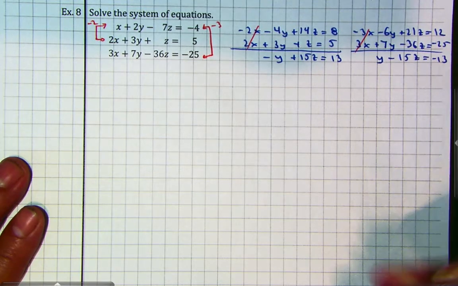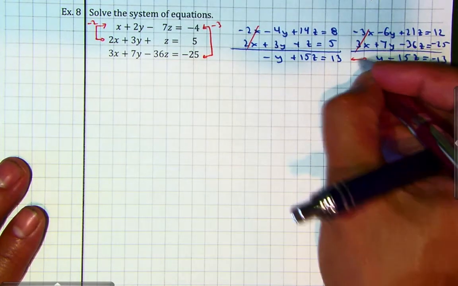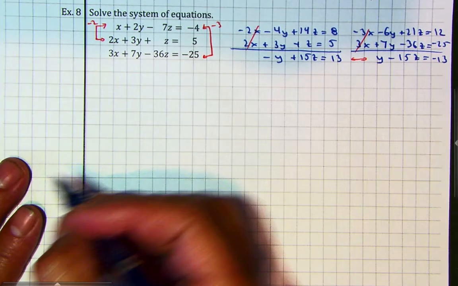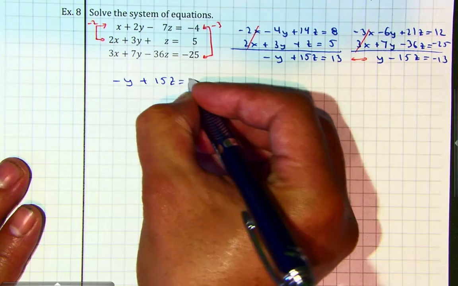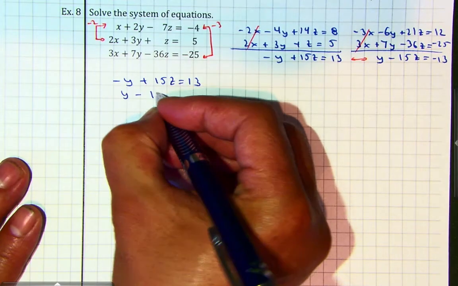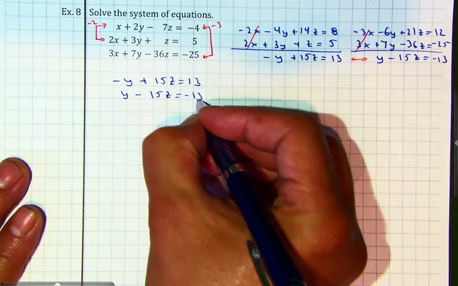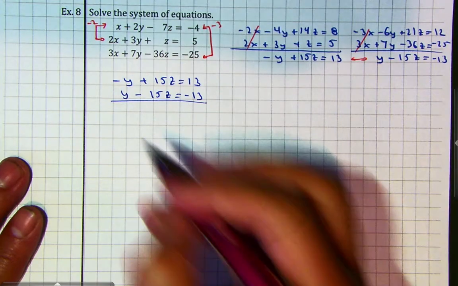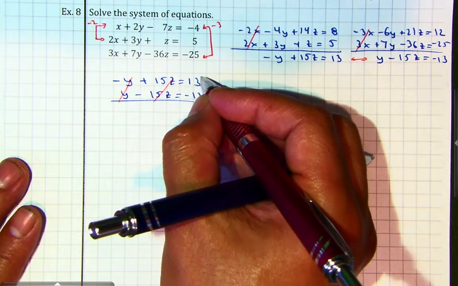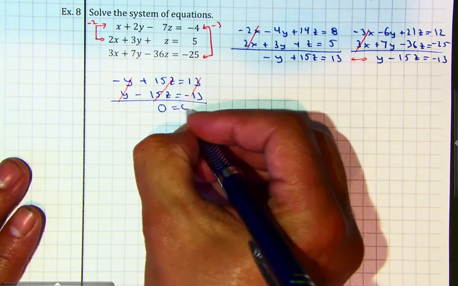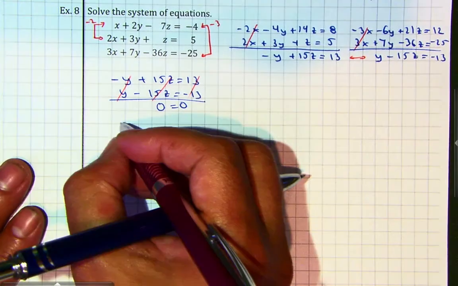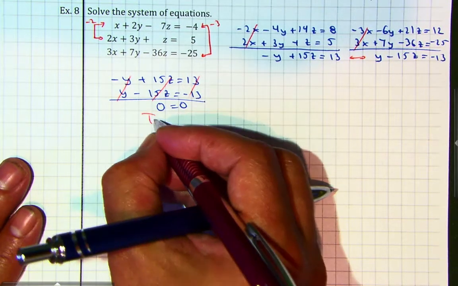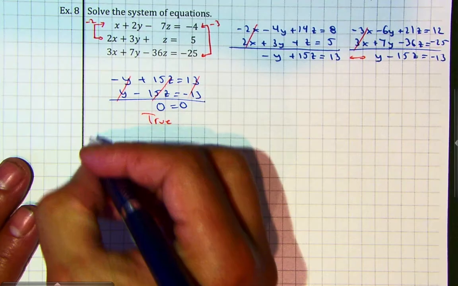I'm going to combine them, and I want to cancel the y's. The y's automatically cancel, so it's perfect. -y plus 15z equals 13, and y minus 15z equals -13. My y's cancel, and my z's and my numbers also cancel. So I end up with 0 equals 0, which means an infinite number of solutions once again. So that is true: we have infinitely many solutions.